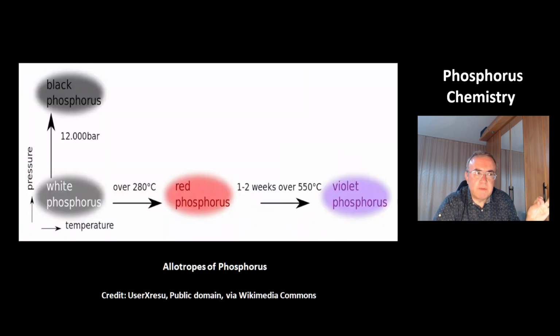These are the allotropes of the element phosphorus. At the bottom left, that's white phosphorus. If you heat it over 280 degrees, you get red phosphorus. At higher temperatures, you get violet phosphorus. And at high temperatures and high pressures, you get black phosphorus. These are the 4 allotropes of element phosphorus.